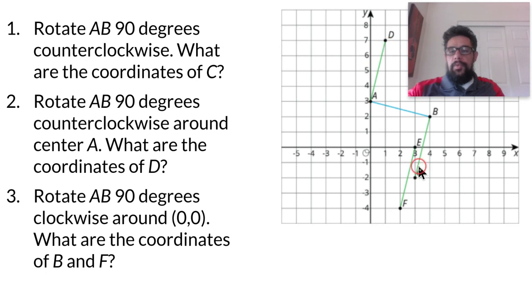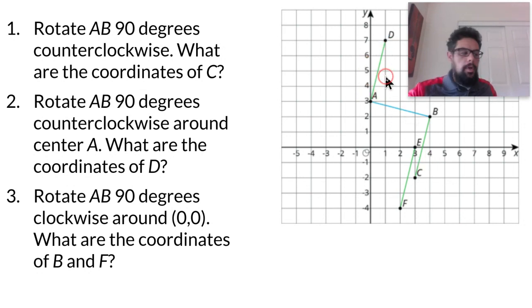We did these 3 rotations: 90 degrees counterclockwise, 90 degrees counterclockwise, and then 90 degrees clockwise. The difference between the first 2 is the center. In the first one, the center was B, and in the second one, the center is A. And in the third one, the center is 0, 0. Notice all 3 lines, these are all the rotations. These are all parallel lines. They line up. They are the same length.